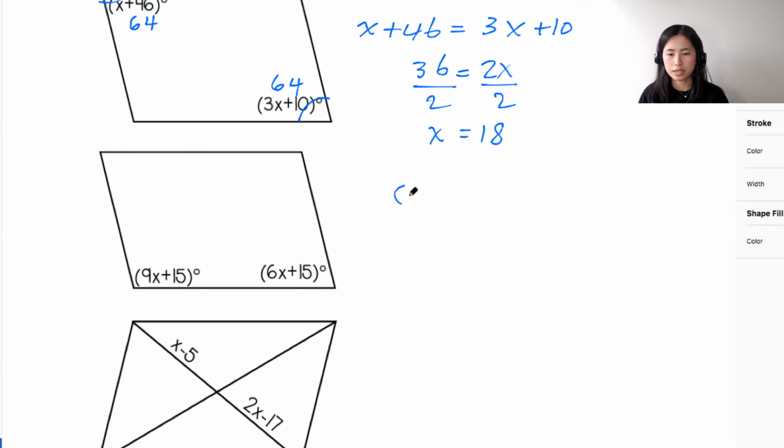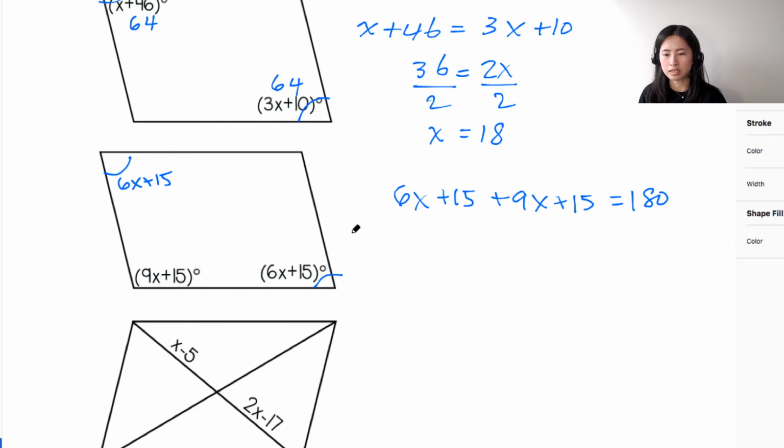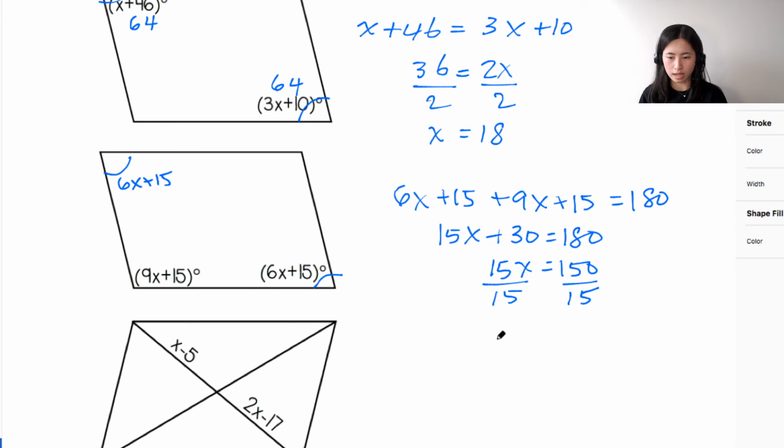So you can say that 6x plus 15 plus 9x plus 15 is equal to 180, because this is 6x plus 15 and you know that this is 6x plus 15. So 9 plus 6 is 15x, and you have 30, which is equal to 180. 180 minus 30 is equal to 150. So you have 15x equal to 150, dividing both sides by 15, you get 10. x is equal to 10.